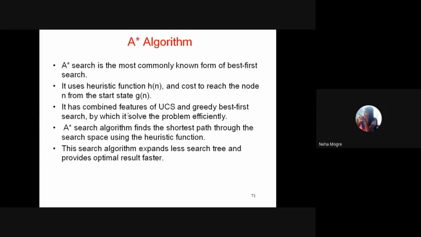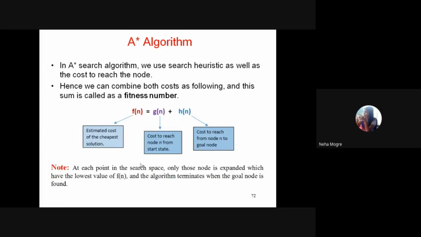Now, the A star search algorithm finds the shortest path through the search space using the heuristic function. This search algorithm expands less of the search tree and provides the optimal result faster. I have already told you to please remember this formula, that is f of n equals g of n plus h of n. Do you remember how to find the g of n value and how to find the h of n value? Yes, you remember? Yes, ma'am.